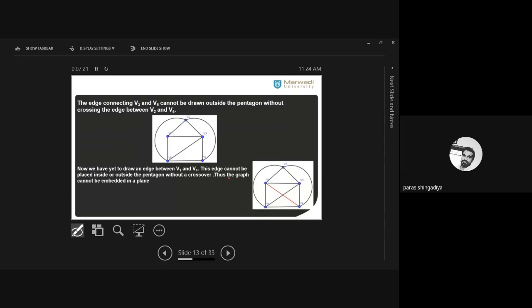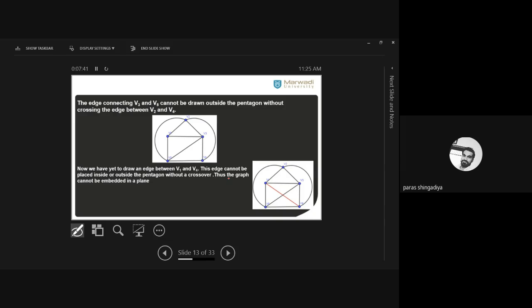If we connect V1 and V4 inside, it will be crossed with the inside edge. And if we connect it outside, it will be crossed also with the outside edge. So in any way, it's not possible to make this graph without crossover of the edges. So what does it mean? Embedding is not possible in K5. So what is the conclusion? K5 is a non-planar graph.